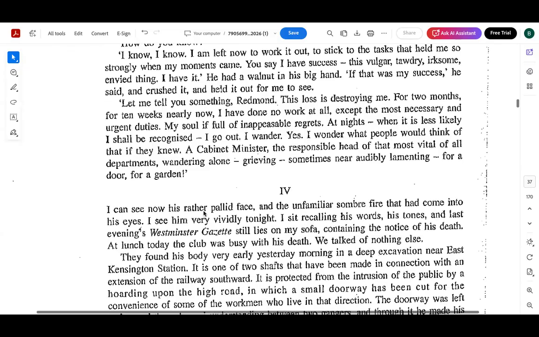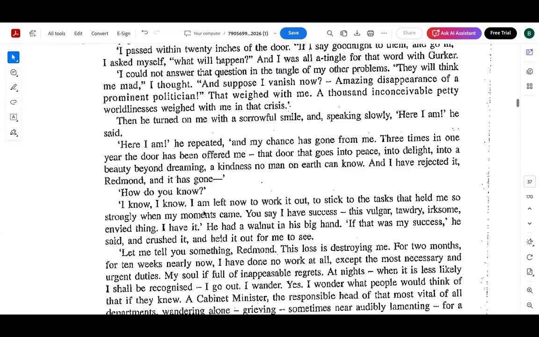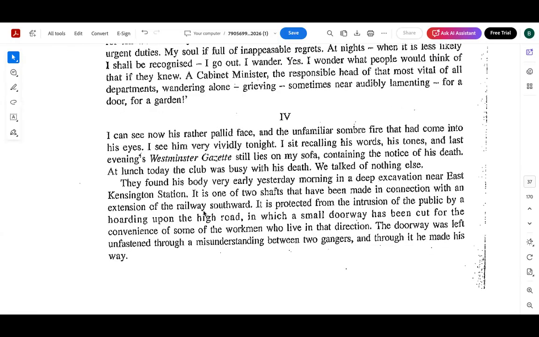Last two pages here, chapter. I can see now his rather pallid face and the unfamiliar somber fire that had come into his eyes. I see him very vividly tonight. I sit recalling his words, his tones, and last evening's Westminster Gazette, which still lies on my sofa, containing the notice of his death.